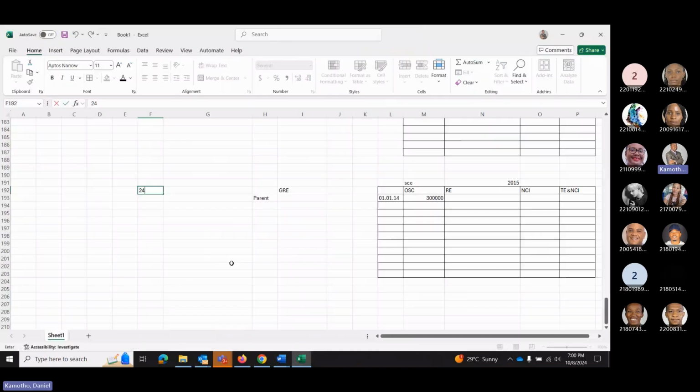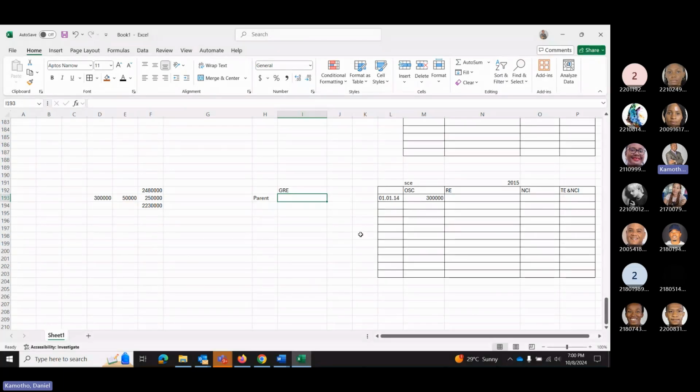So I say 2480 is the retained earning. This retained earning has been offset with 250, which is 300, the profit for the year, minus the dividend they have paid in the year of 50,000. So we are saying the balance that should have been brought forward at the beginning of 2014 should have been 2230. So the balance brought forward for the parent in terms of retained earning was 2230. That is earnings attributable to the group only.